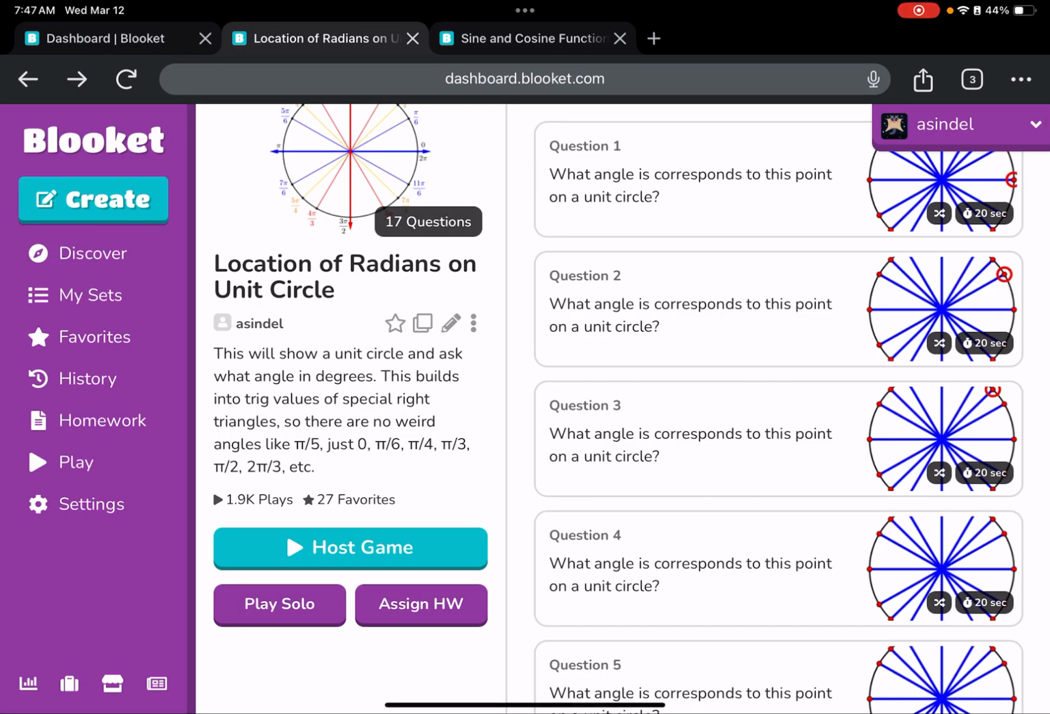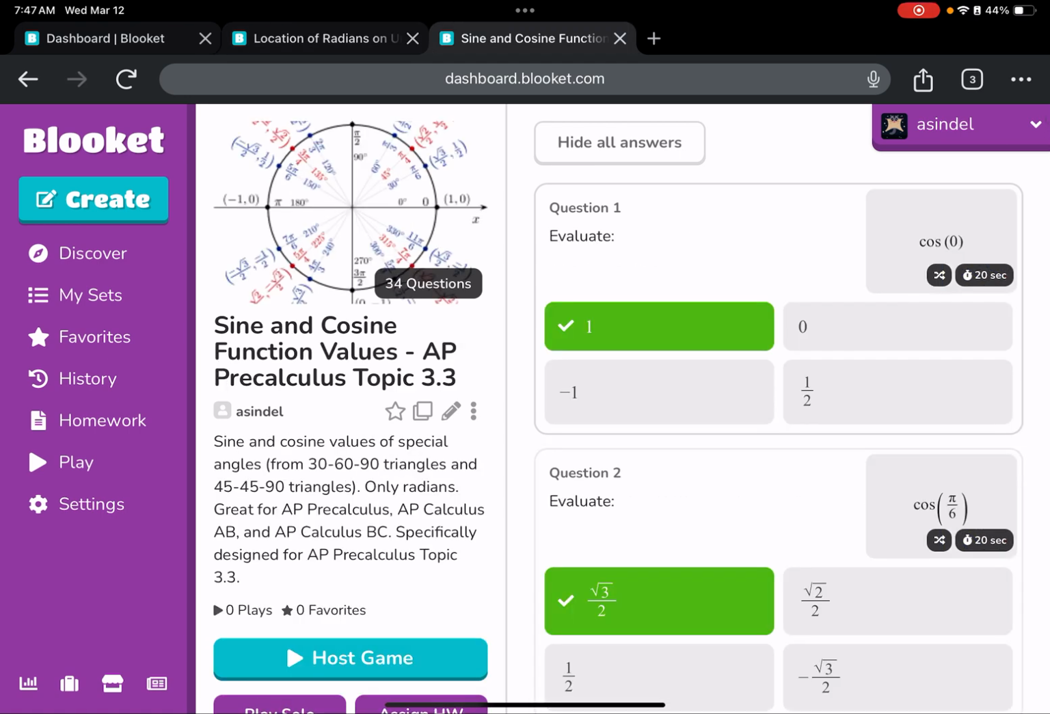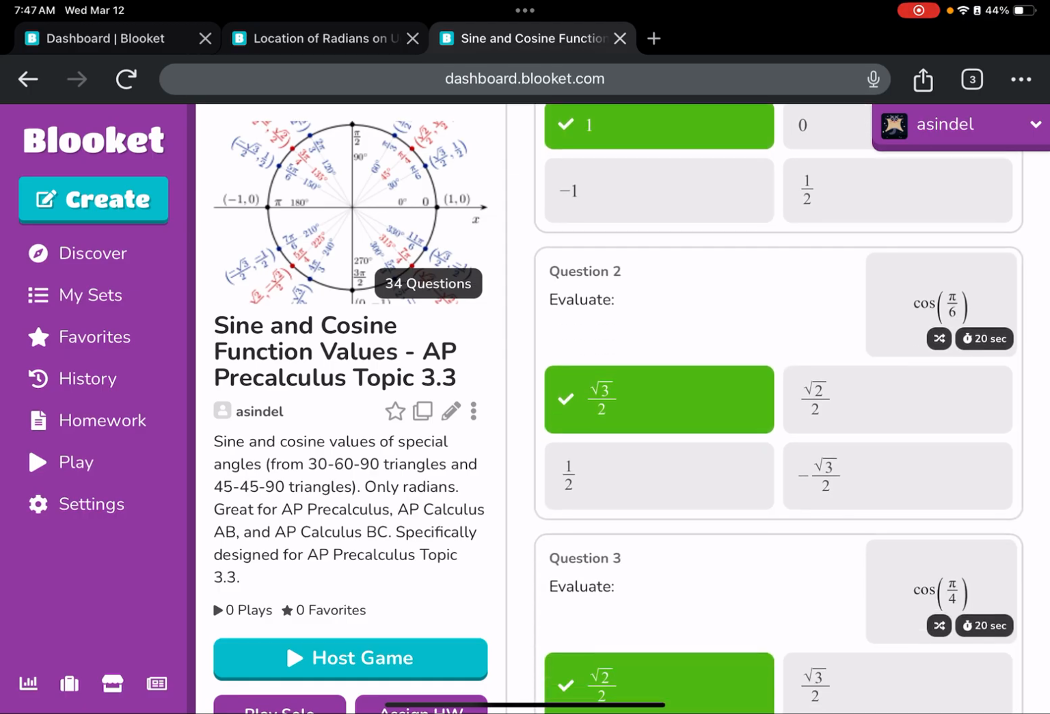So you'll know where your radians are just by playing this Blukit, and then cosine and sine values are coming from the second Blukit, where again, I'll give you cosine of 0, cosine of pi over 6, all of these values. It's multiple choice, so it's not as good as free response, but it goes fast. It gets those reps in as fast as possible to make sure that you have these memorized. I highly, highly recommend trying to grind on Blukit to have these things memorized.